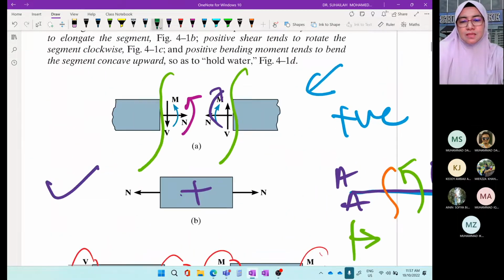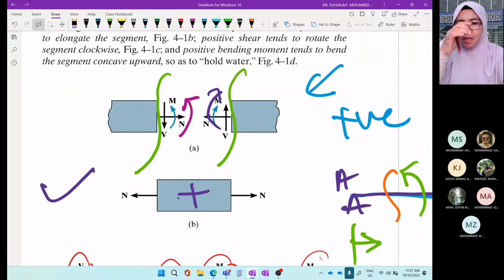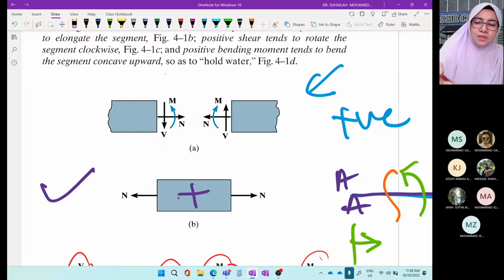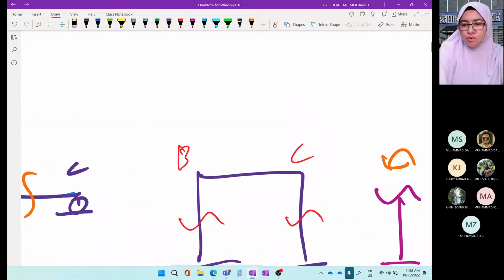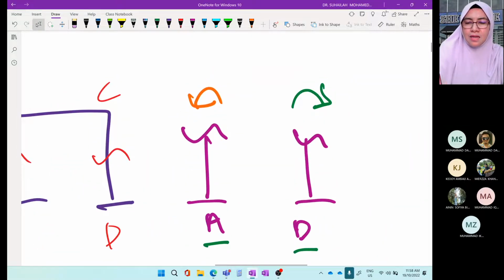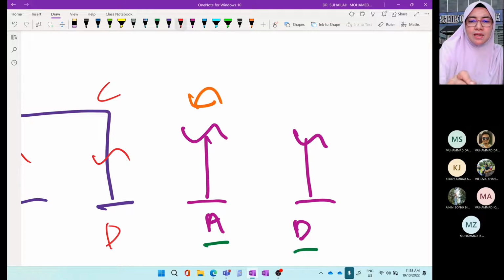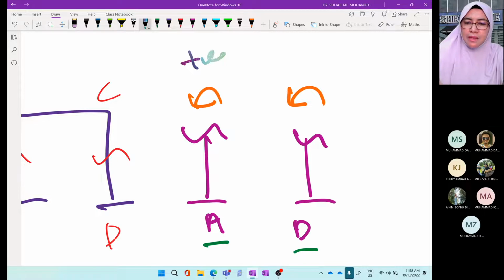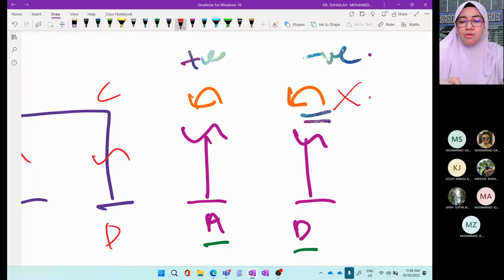Sebab ni, assumption dia. Sebabnya kalau yang D tu you letak sama arah dengan A, ini kita refer yang ni as positive sign convention. Tapi bila kita pakai yang ni for D, dia jadi negative sign convention. So dia tak boleh mix. So yang ni salah. Okay, so D, the correct one is the other way around.